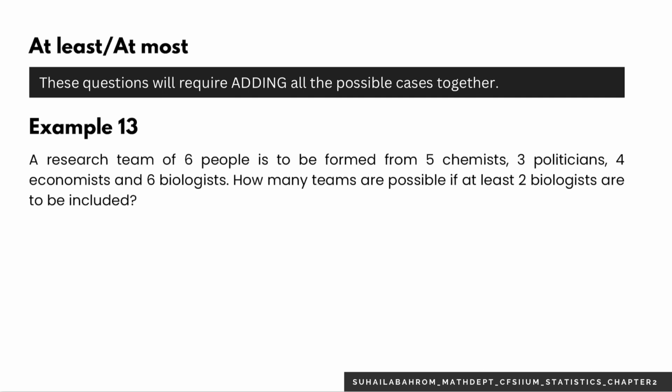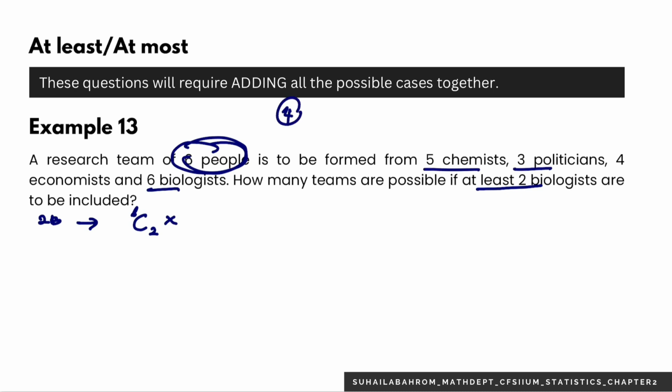Okay, we have several cases here. First, you need to consider them one by one. This is the condition, at least 2 biologists. Let's calculate for 2 biologists, the minimum. We must have 6 people in the committee, and we have 6 biologists. For the 2 biologists to be chosen, 6C2, and then for the remaining 4, since we must have 6 people, we choose from 5 chemists, 3 politicians, and 4 economists. The total between these 3 is 12. So 12C4. This is for the first case.